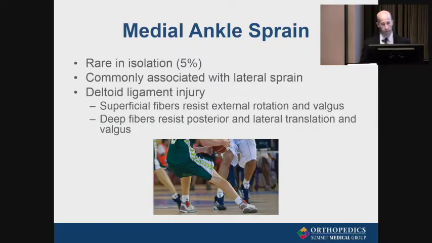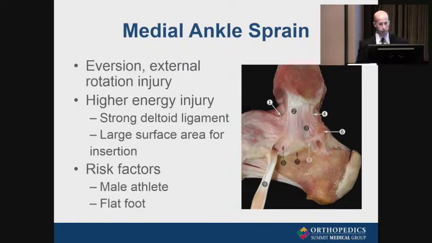Medial ankle sprains are rarely encountered in isolation, but can be encountered in association with other injuries, usually inclusive of the deltoid ligament. The deltoid ligament includes superficial and deep fibers. The superficial fibers resist external rotation and valgus, and the deep fibers resist posterior and lateral translation. So you can see on this anatomic picture, very big, thick, broad ligament with a large insertion on the medial malleolus and a large insertion including the calcaneus, the talus, even into the navicular, even into the spring ligament. So this is a hard ligament to injure, and an injury implies that this is a higher energy or more severe ankle injury.